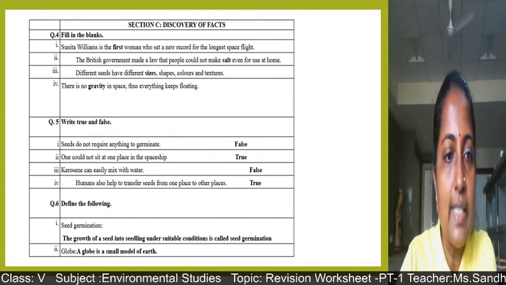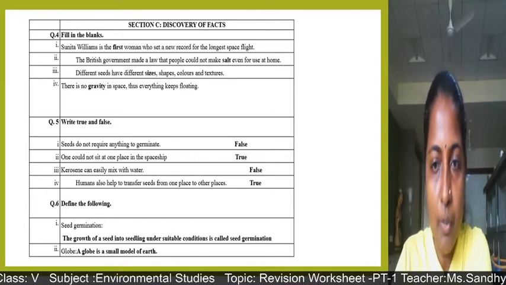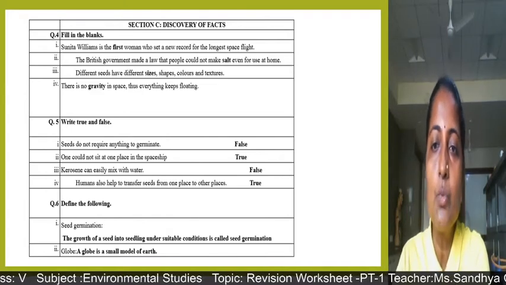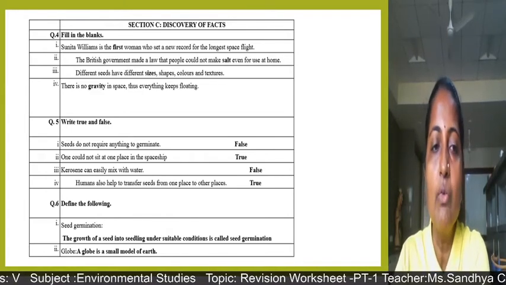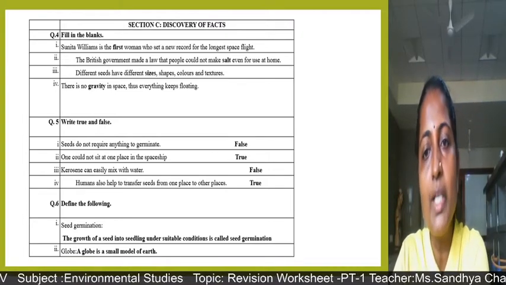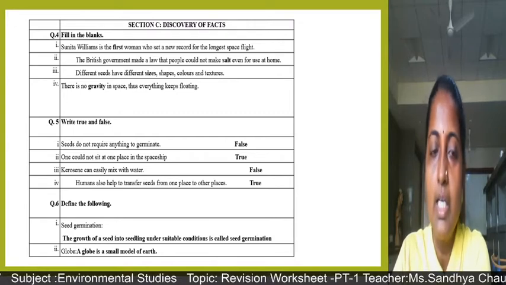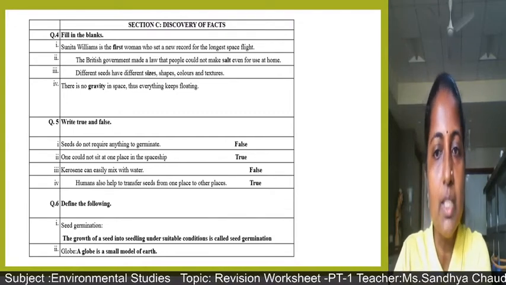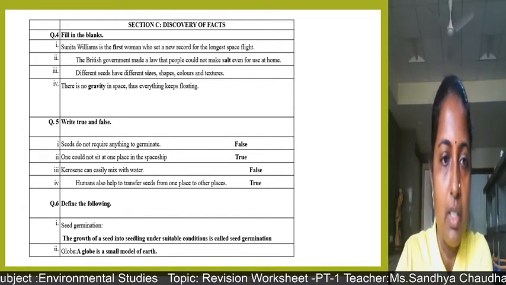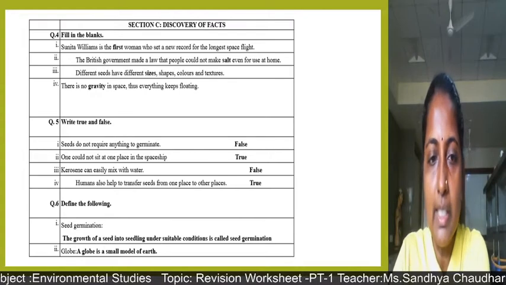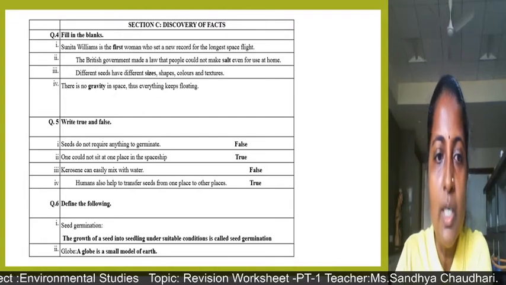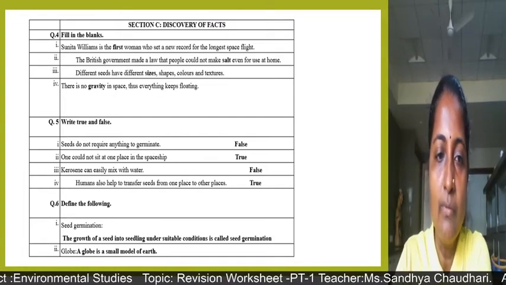Now after that, define the following. So first question, seed germination. Students, you have to keep it in your mind whenever define the terms or definitions come in the examination, it's a rule in EVS or science that you have to write the correct and proper definition. In question answers you may write in your own words, but while writing a definition, you have to write it in proper scientific language or terms. So seed germination: the growth of a seed into a seedling under suitable favorable conditions is called seed germination. A globe is a model of the earth.